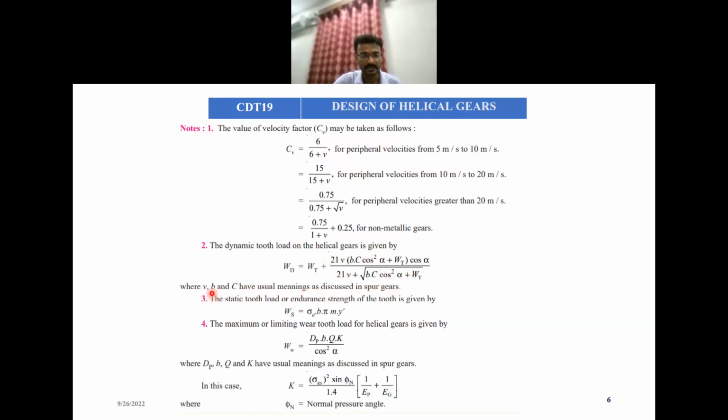Velocity factor, correction factor, face width, WS static tooth load and WW maximum limiting wear load. So these are all the values that are necessary to design a helical gear, almost similar to the spur gear. We have seen this in spur gear.